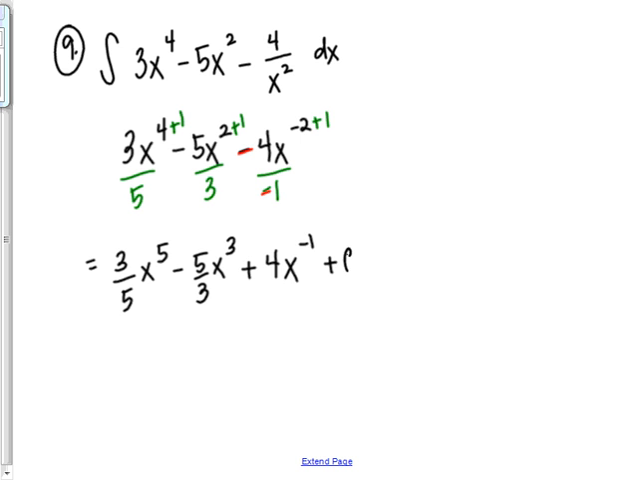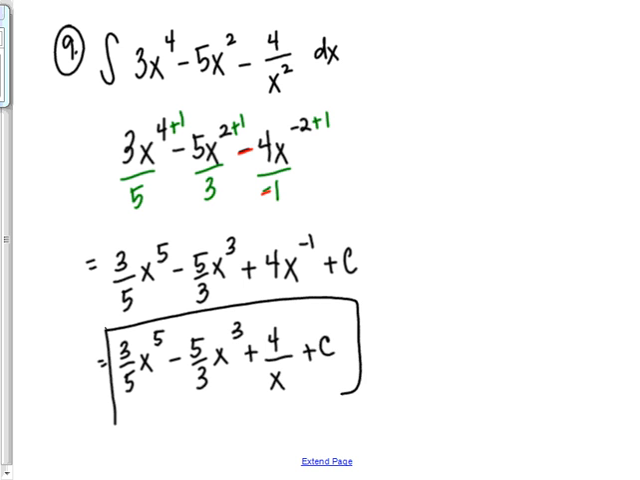negative 1 plus c. If you're looking at that, is that answer okay? Absolutely not. What's wrong with it? You cannot have that x to that negative 1 power. So fix that last one. So these first 2 terms are fine. Leave the 4, but drop that x to the bottom. Okay. All right, so a couple more left.